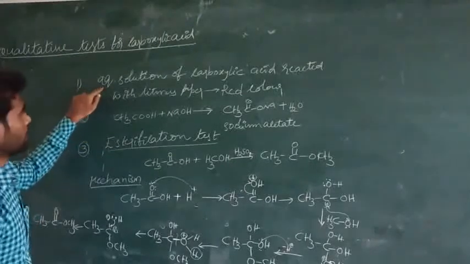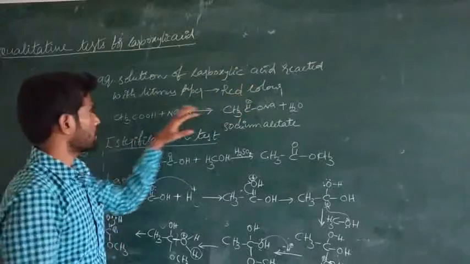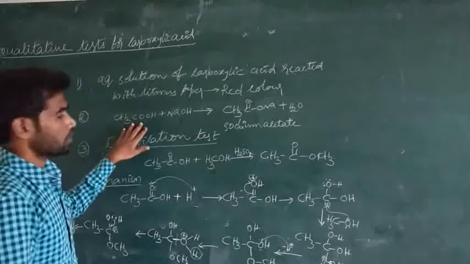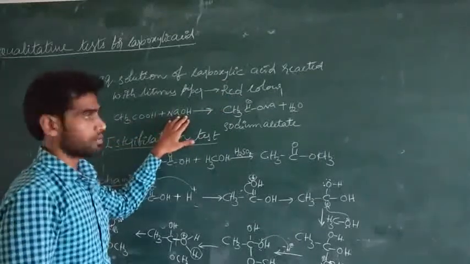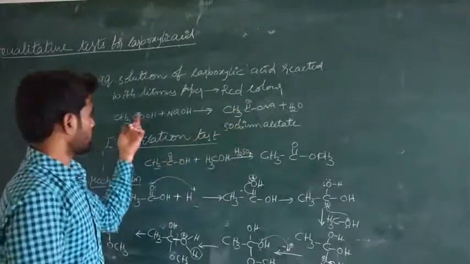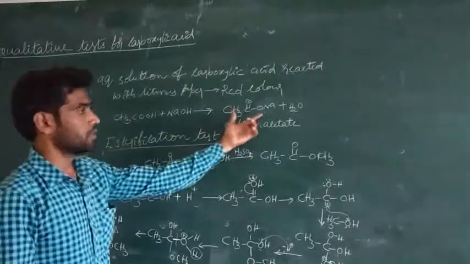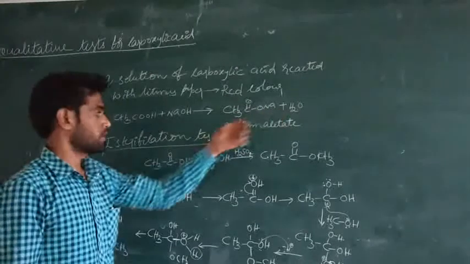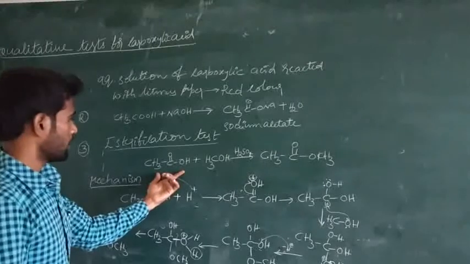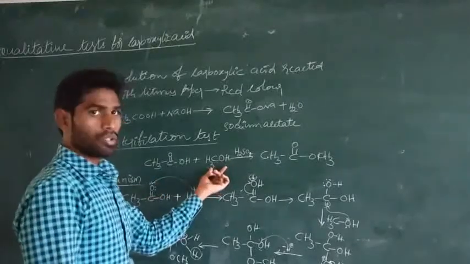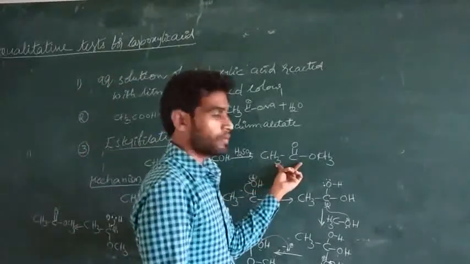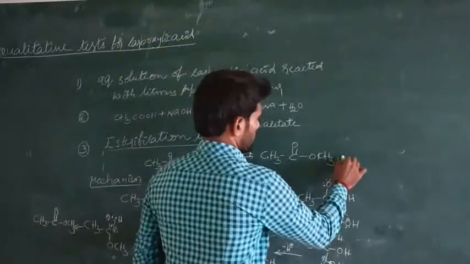And now see here, this is the qualitative test for the carboxylic acid. The first test: an aqueous solution of carboxylic acid reacted with litmus paper produces the red color. In case of carboxylic acid reacted with sodium hydroxide, it is producing the salts of the corresponding acids. Here I have taken acetic acid as an example, so it is sodium acetate and water. And here, in the esterification test, when acetic acid is reacted with methanol in the presence of H2SO4, we are producing esters plus water.